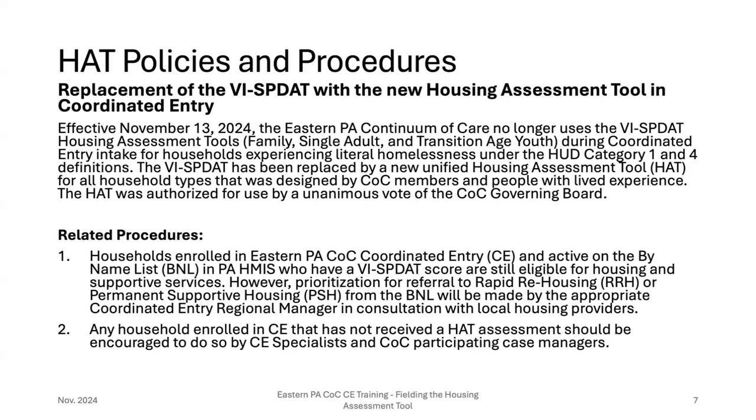So we're hopeful that within 90 days of launch, the majority of households that are active on the by name list will have a hat score. And our aspiration is to make sure that everyone on the by name list has a hat score within the next really 3 to 6 months.